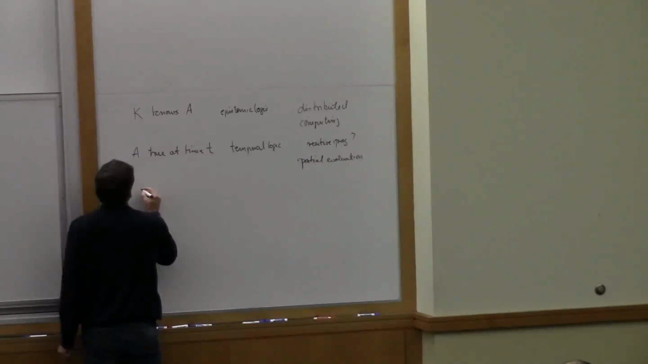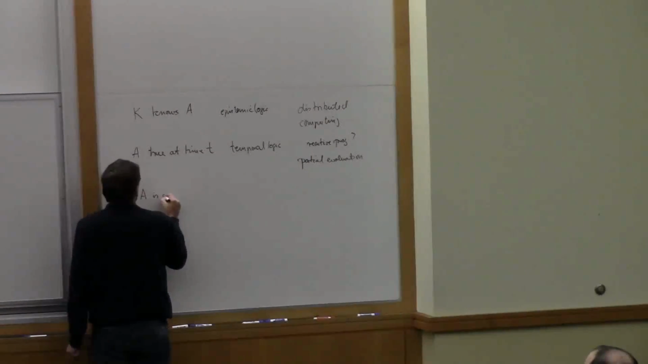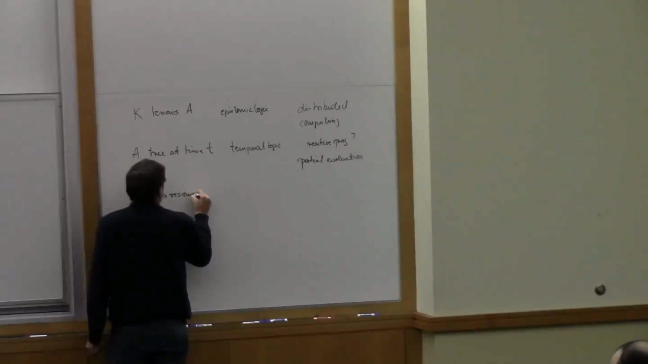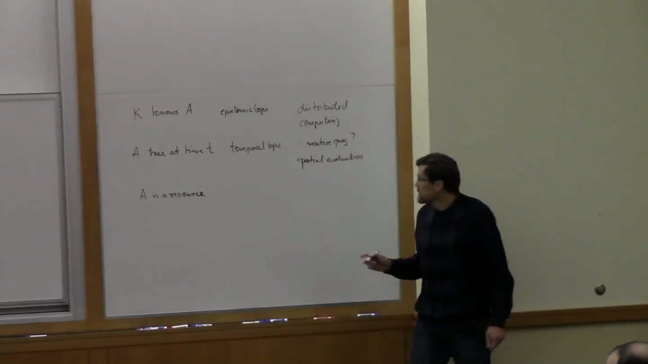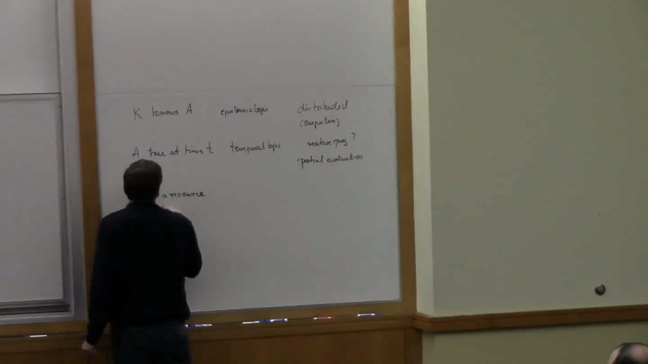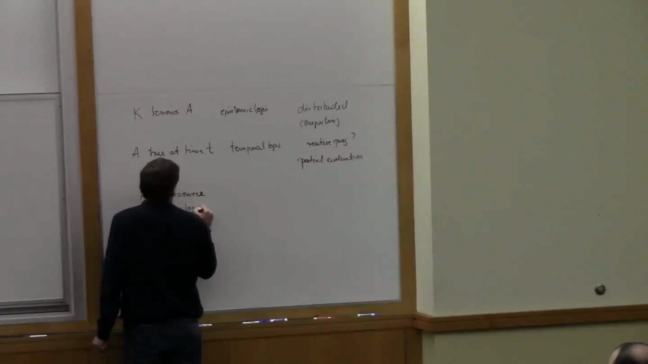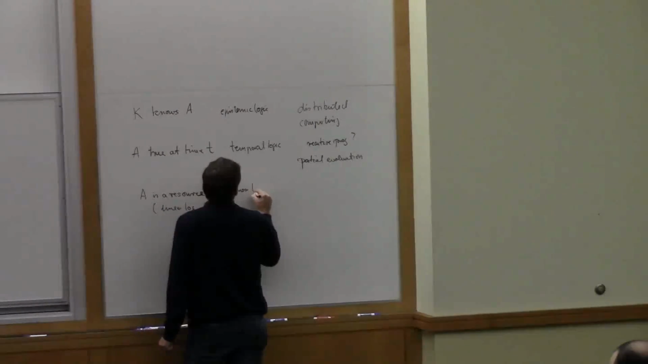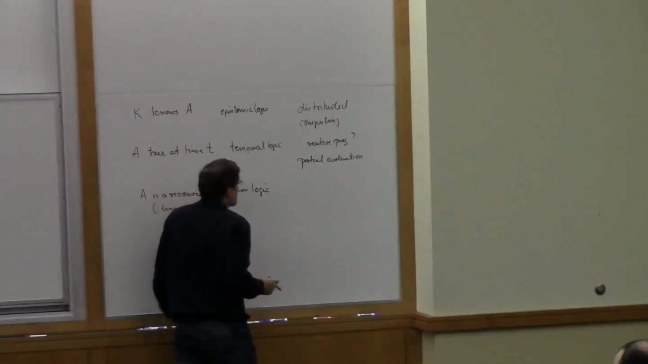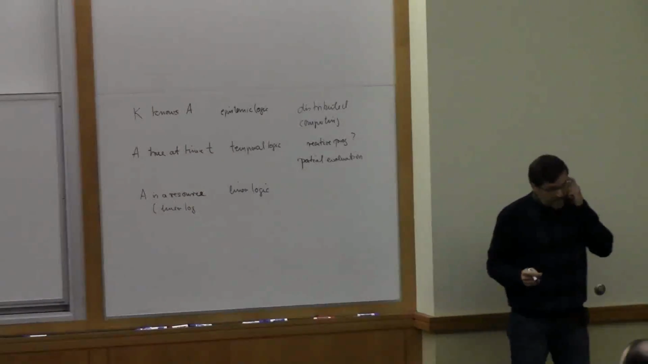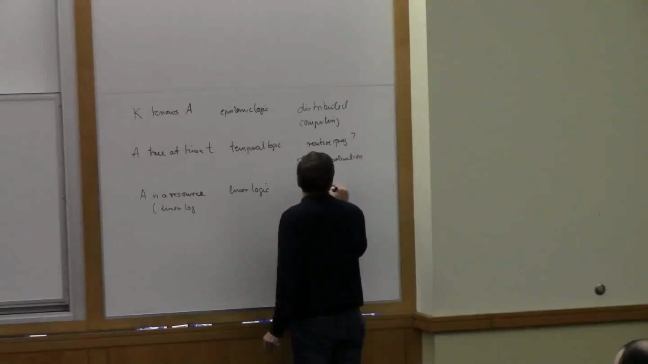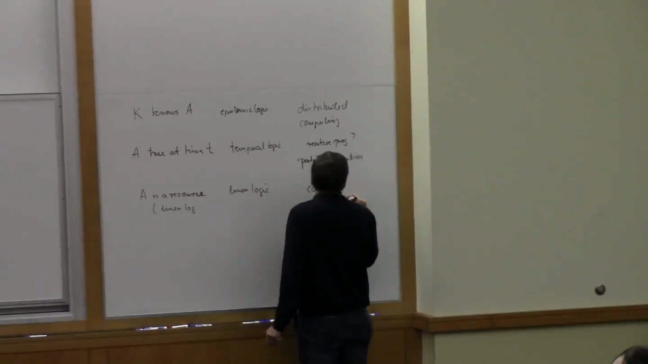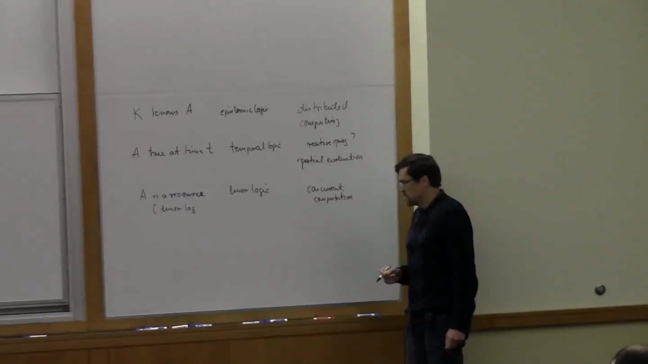Then there's another example here. If your judgment is something like A is a resource, and resource here, if you happen to know, is in the context of linear logic. Actually, I should write it here. This is linear logic. And then what you get, if you look at the programming language consequences of that, you end up with concurrent computation. There's more examples of that.